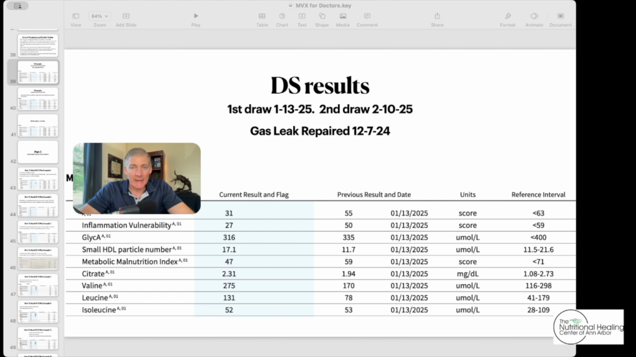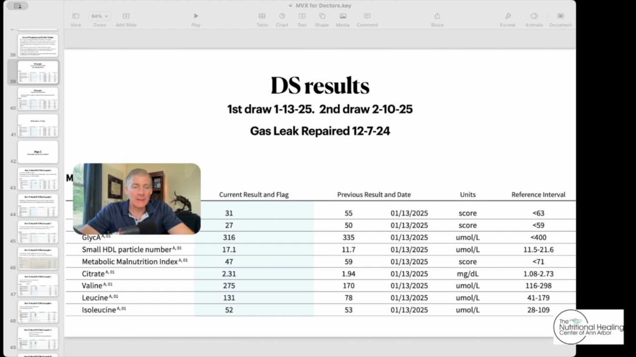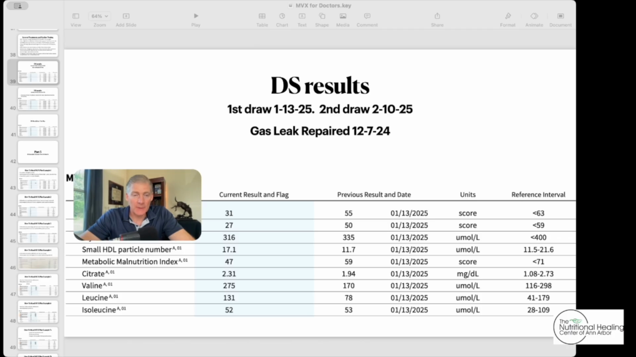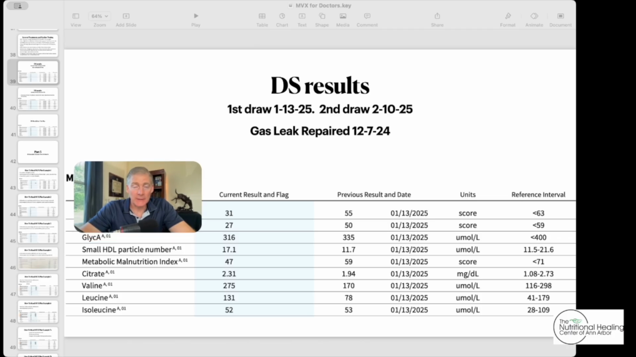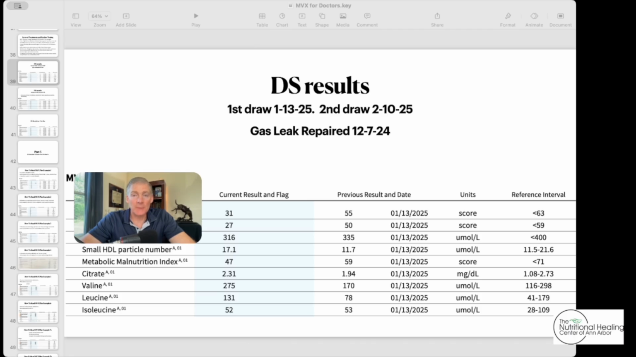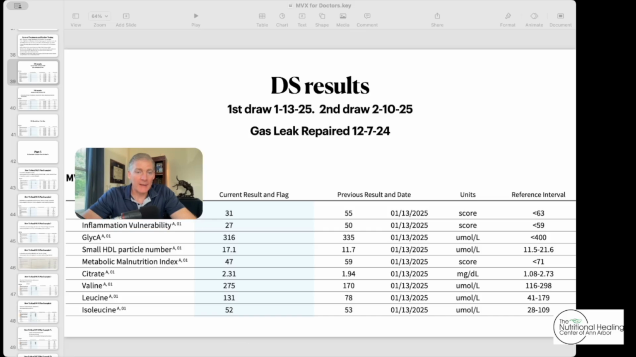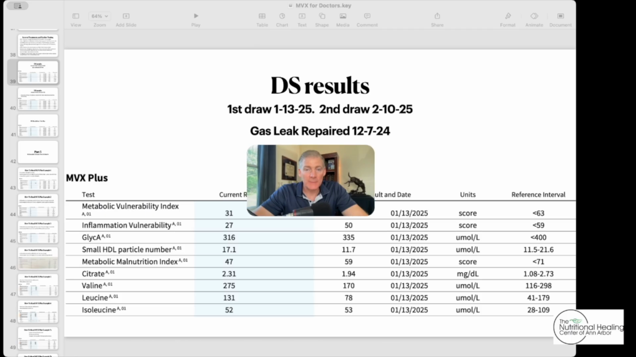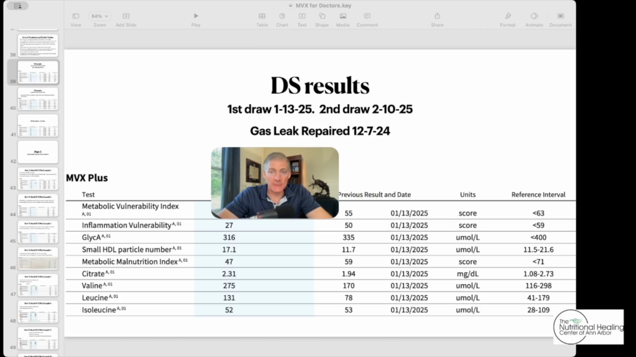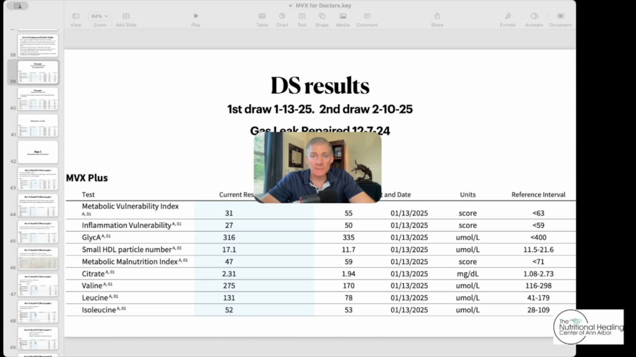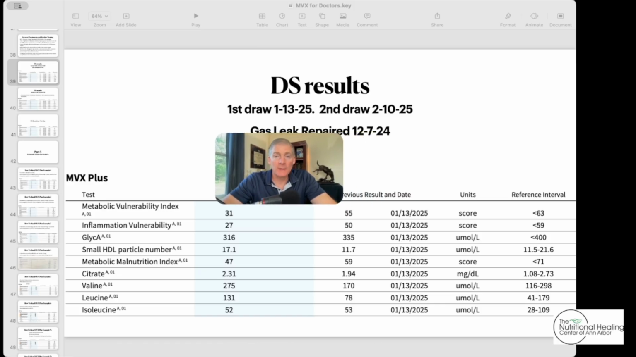The second index is called the Inflammation Vulnerability Index. It's a combination of glyc-A and small isotopes particle numbers. So the glyc-A is infection and or inflammation, and the small isotopes particle numbers is toxicity. So in this case, my IVX, Inflammation Vulnerability Index, was 50, and it came down to 27 4 weeks later. My total score was 55, the MVX, and it came down to 31 4 weeks later.